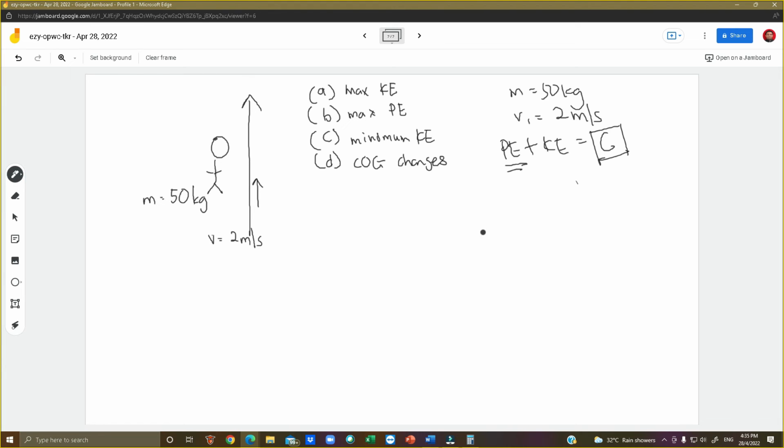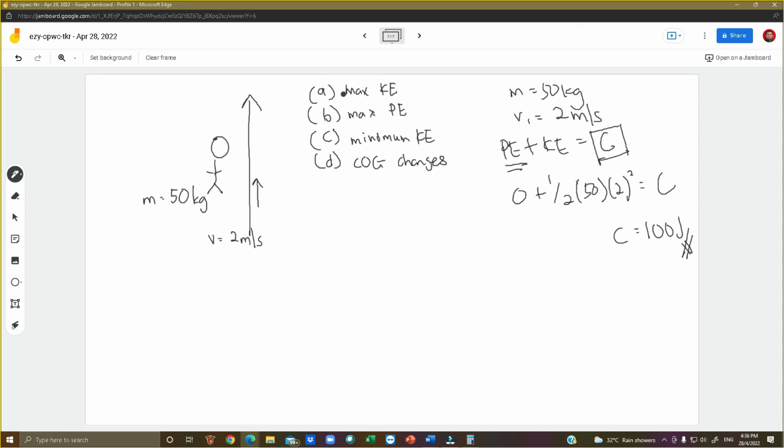Bottom, automatically PE kosong. Plus half mv², we have there 50 and v we have there 2 equals to C. Jadi C sama dengan berapa? 2², 4. 4 kali 50, 200. Setengah daripada 200, it will be 100 joules. Okay, kita dah tahu dah. This system had only 100 joules.